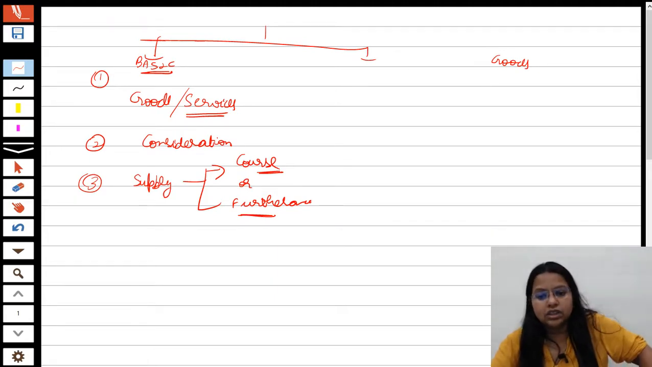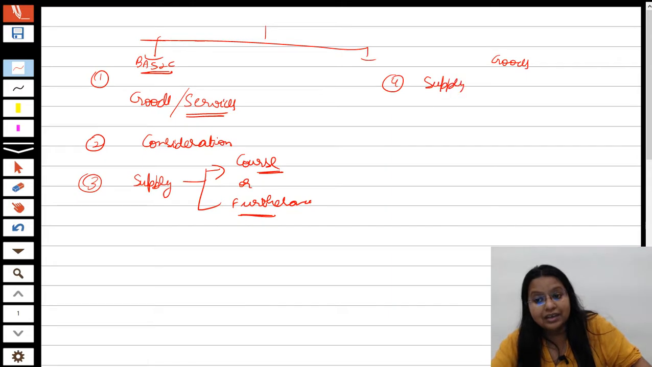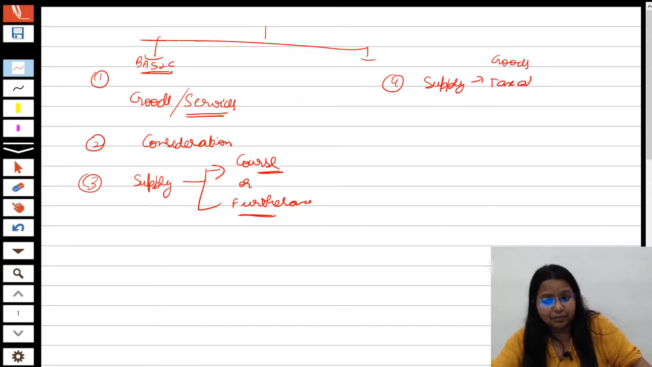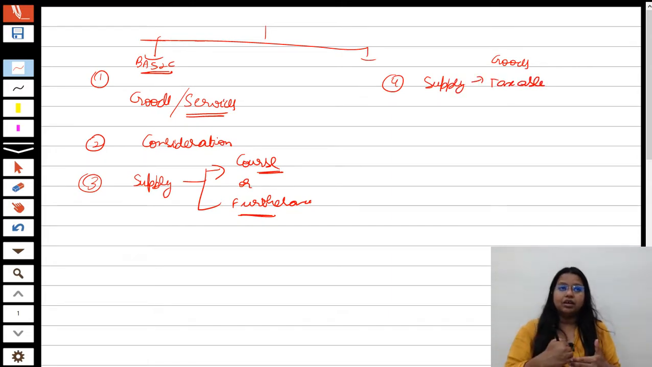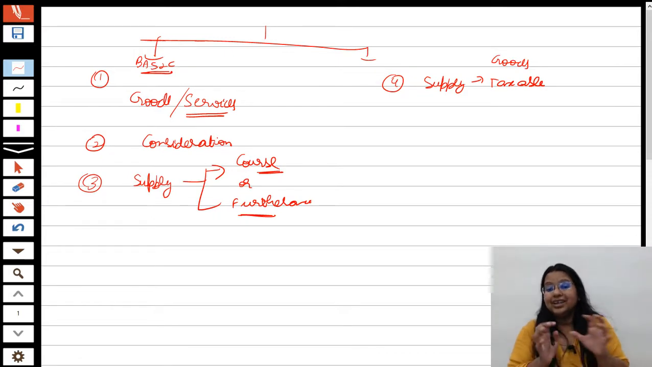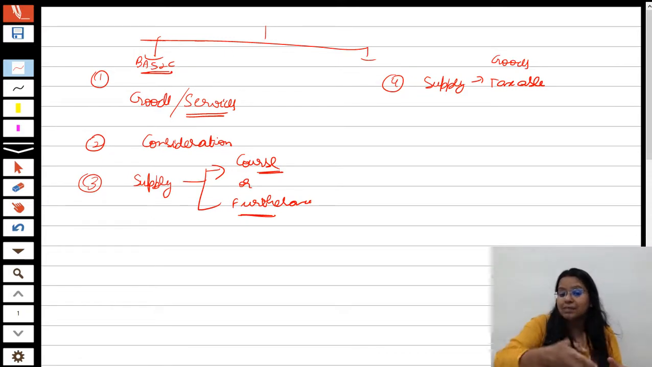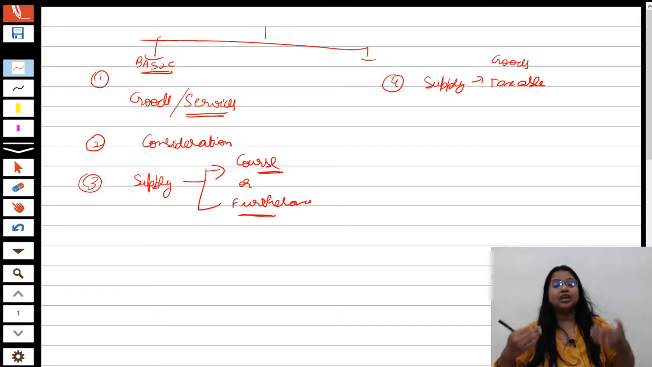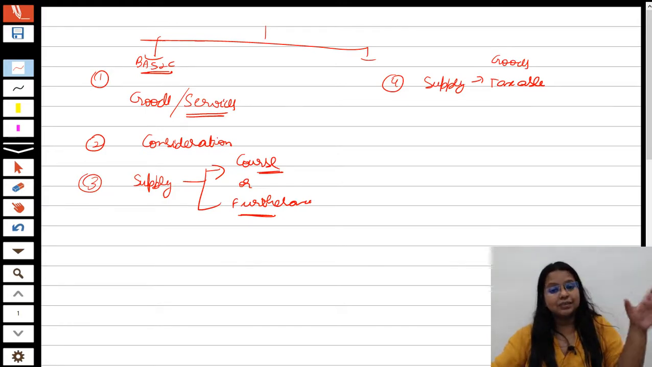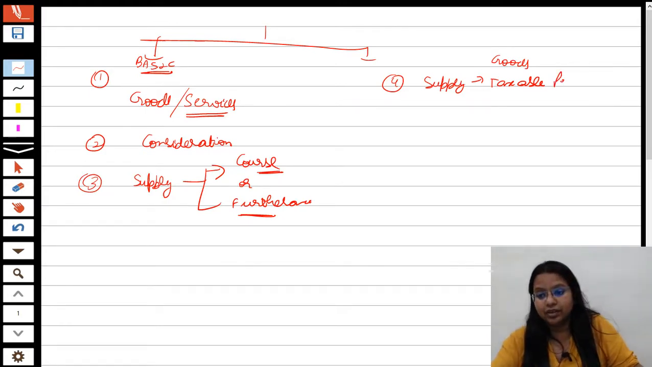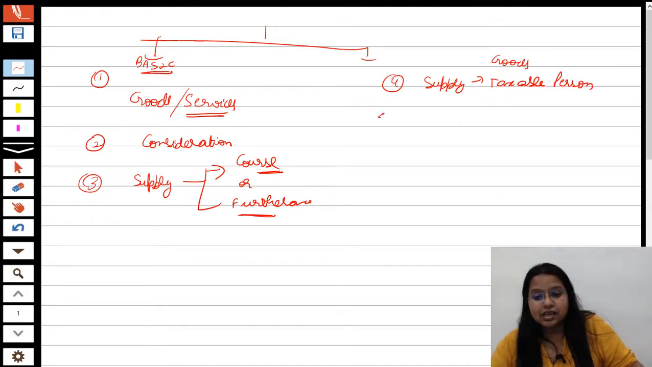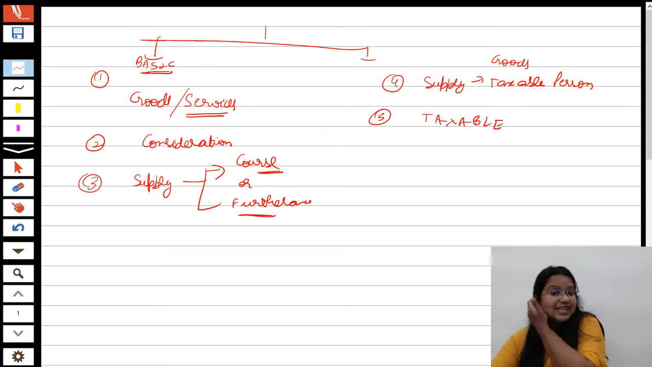Okay, now the fourth parameter, which falls under additional parameters, is that supply must be made by a taxable person. For example, if I give a calculator to my friend, it is not a supply and does not constitute supply under GST, because in that case I am not a taxable person. Supply must be made by a taxable person. Okay. Next, fifth is supply must be a taxable supply. Now what do you mean by taxable supply? It means supply on which GST is levied.